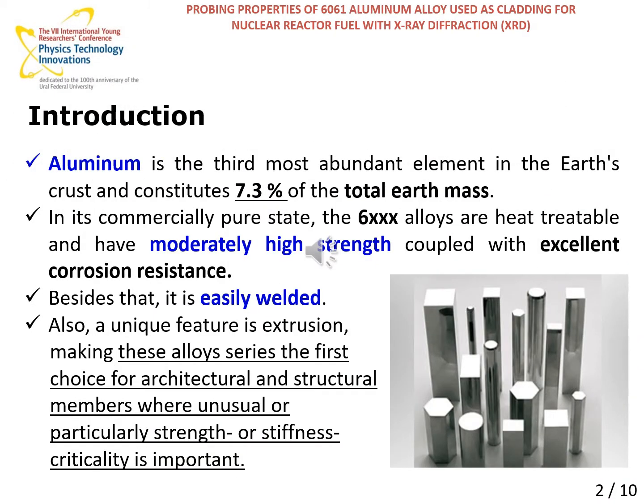Aluminium is the third most abundant element in Earth's crust, and it constitutes 7.3% of the total Earth's mass. The 6000 alloys are heat treatable and have moderately high strength with excellent corrosion resistance, and they are easily welded. So this type of alloy is the first choice for architectural and structural members where unusual strength or stiffness is critically important.